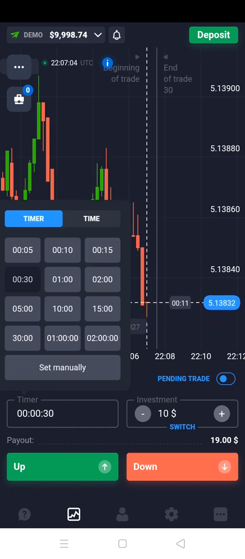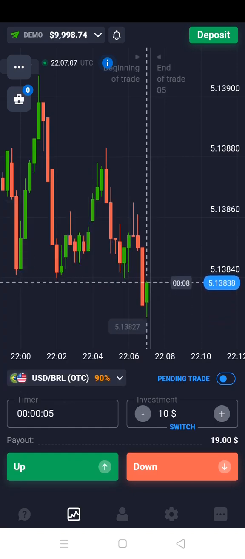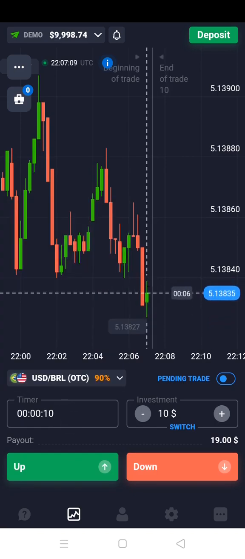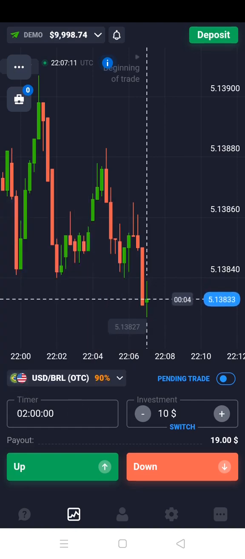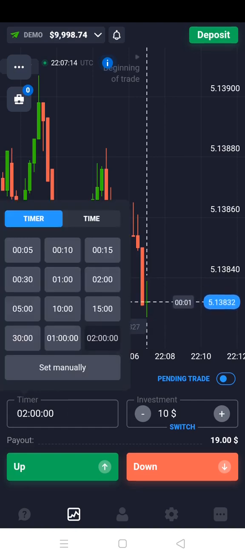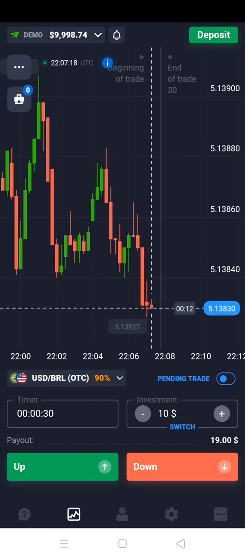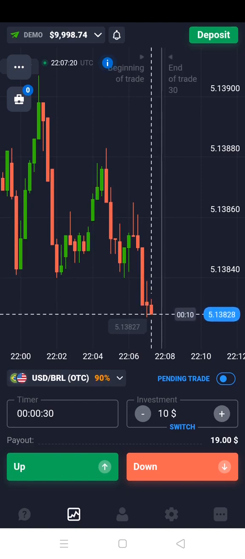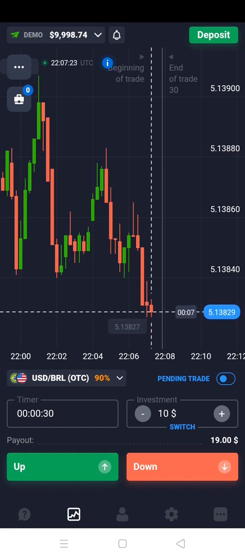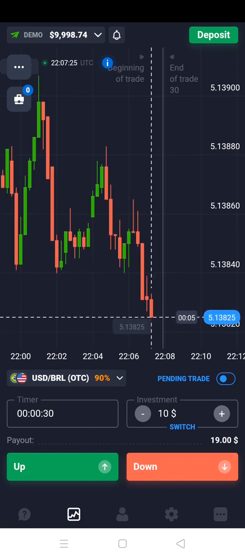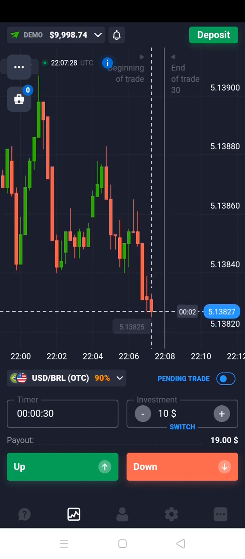Over here, we have different timers. We have 5 seconds, 10 seconds, all the way to 2 hours. So you can say, okay, for the next 30 seconds, the market will continue to go down. If your prediction is correct and the market goes down, you are going to be making a profit within that 30-second space. So there's what we call the entry point.